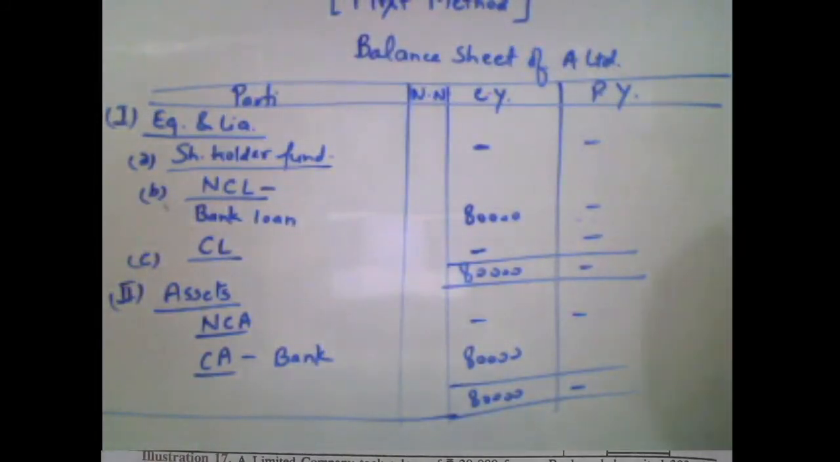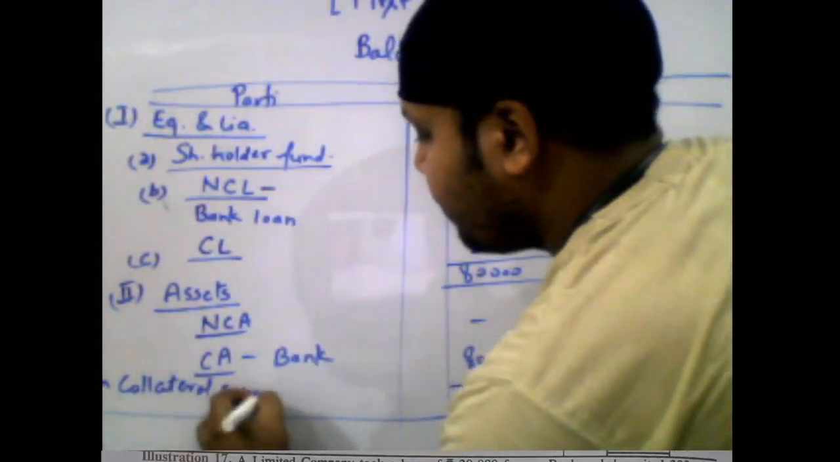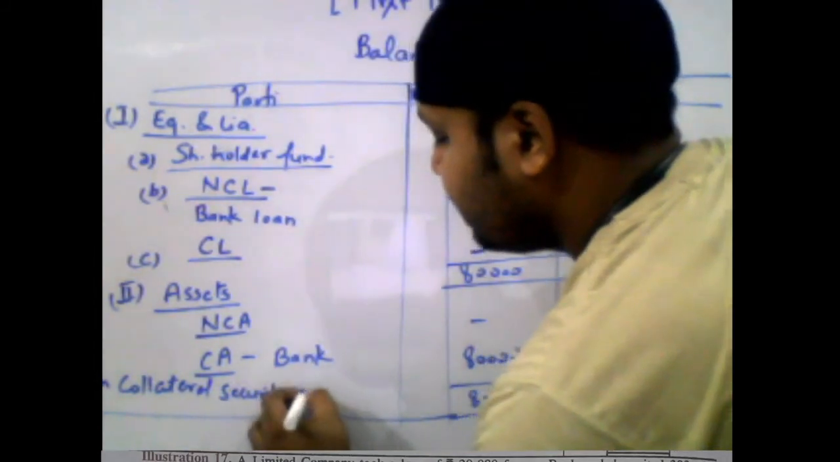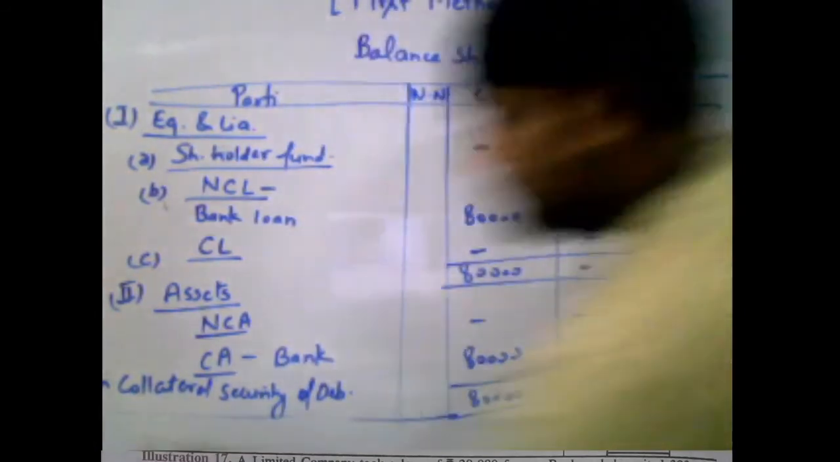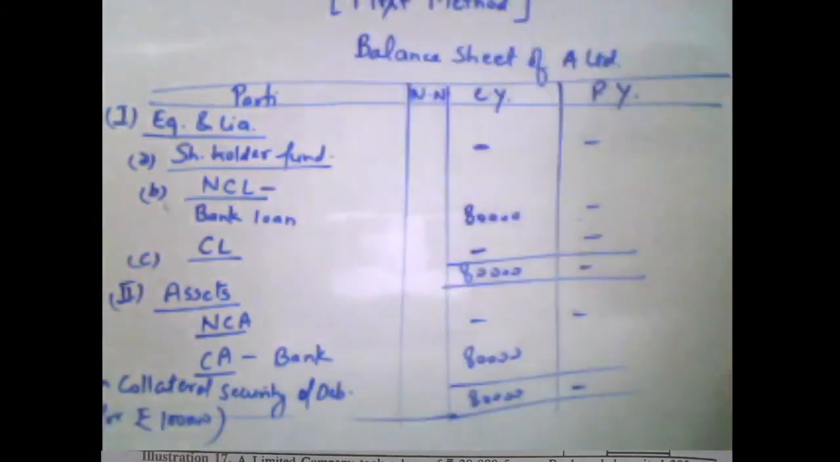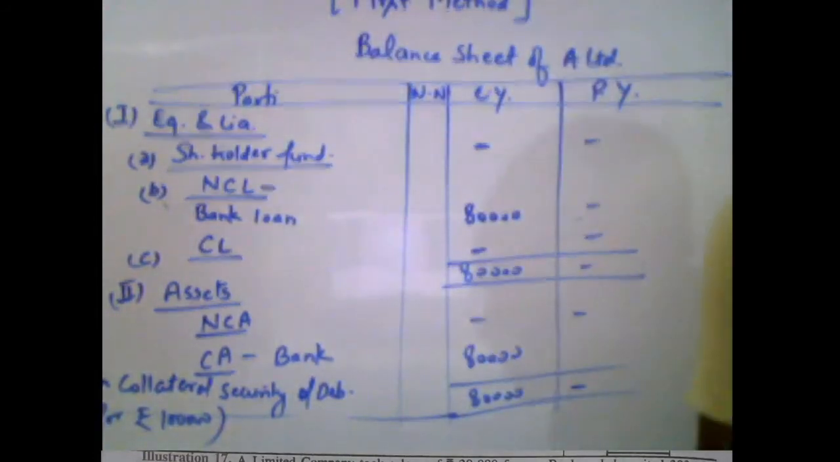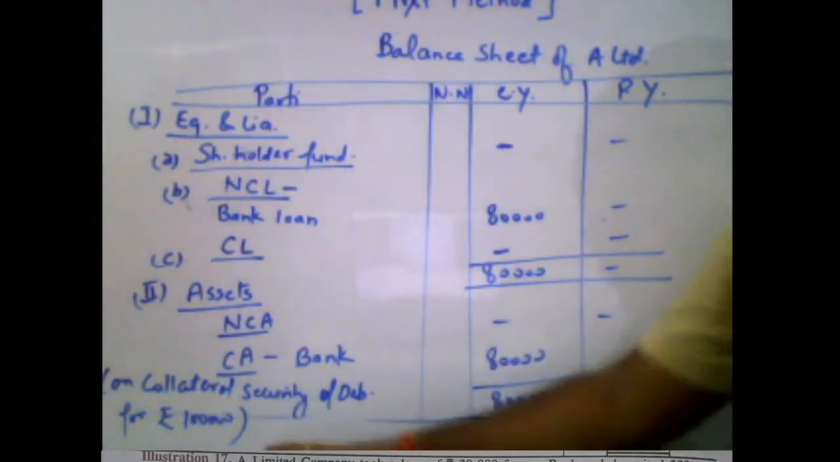On collateral security of debenture, for rupees 1 lakh. So ये आपको शो करना पड़ेगा अपने बैलेंस शीट में कि you will issue 1000 debentures of rupees 100 each as a collateral security of rupees 1 lakh.